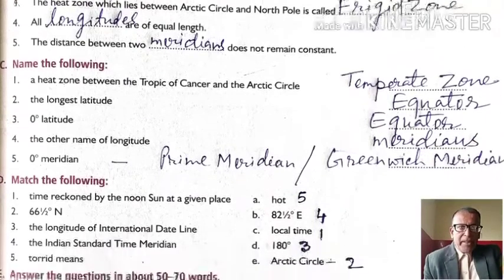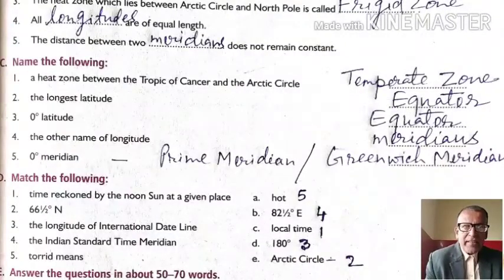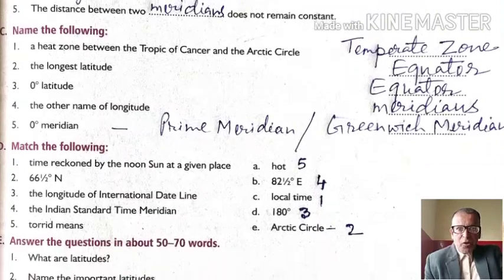So again I am reading this. Name the following. A heat zone between the Tropic of Cancer and Arctic Circle. Temperate zone. The longest latitude. Equator. 0 degree latitude, equator. The other name of longitude, meridians. 0 degree meridian, prime meridian or Greenwich meridian. Now next question. Match the following.